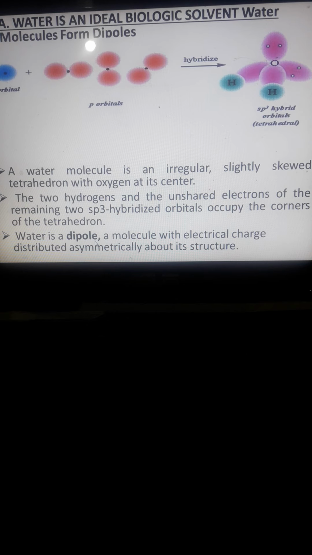Usually water is a dipole, a molecule with electrical charge that is distributed asymmetrically. So when you say dipolar, the distributions of the electrical charges are not the same. Okay, so based on this structure of water, there is an asymmetrical distribution of electrical charges.